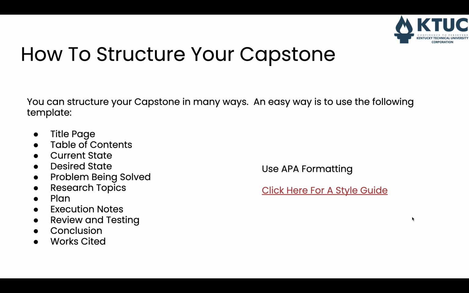A typical capstone project is going to include a title page, table of contents. What is the current state, the desired state, the problem being solved? We're going to have a section on researching topics that are related to your problem. What is your plan? When you're actually executing your plan, what are some notes that you might have taken? What are some lessons that you learned? Then we want to review and test out the solution and come up with a conclusion. Also, whenever you're doing research, you're going to need to cite who it is that you've researched. That's just kind of a standard thing. Again, using APA formatting.